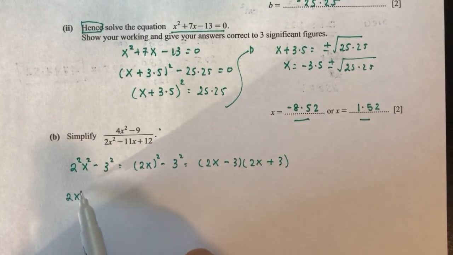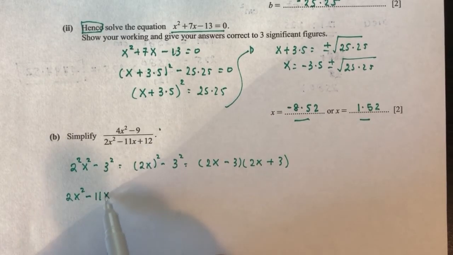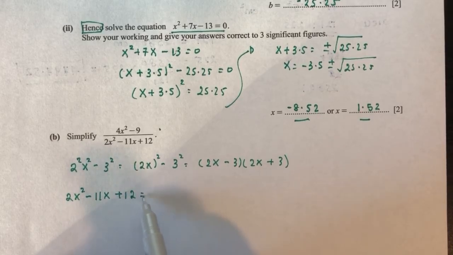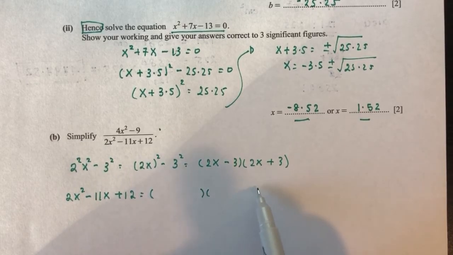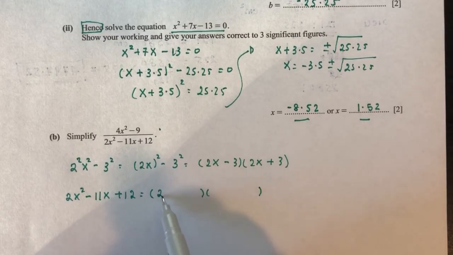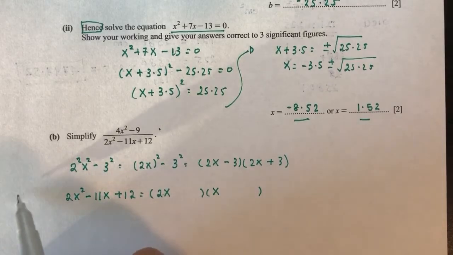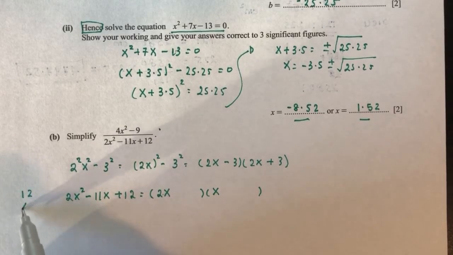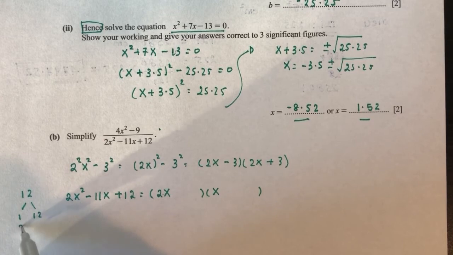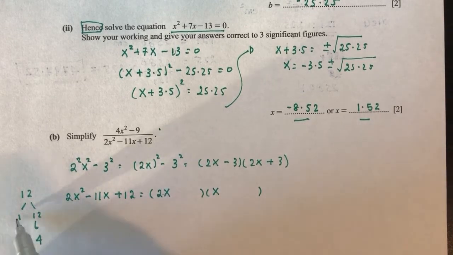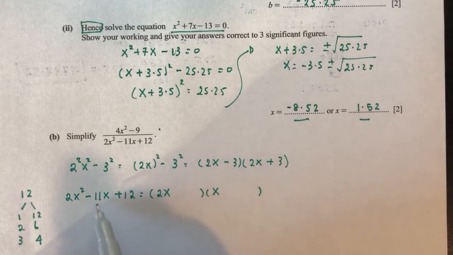We have 2x squared minus 11x plus 12. We have to factorize it. What is 2x squared? It is 2x times x. What is 12? 12 has factors of 1 times 12, 2 times 6, 3 times 4. So now we have to choose two numbers to put here to get minus 11.